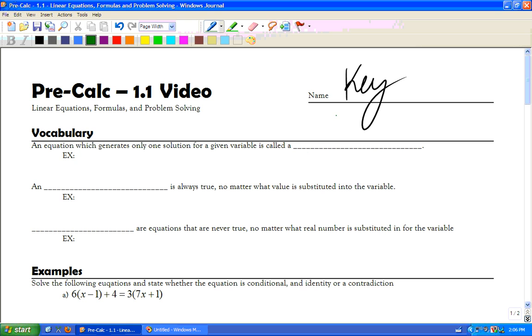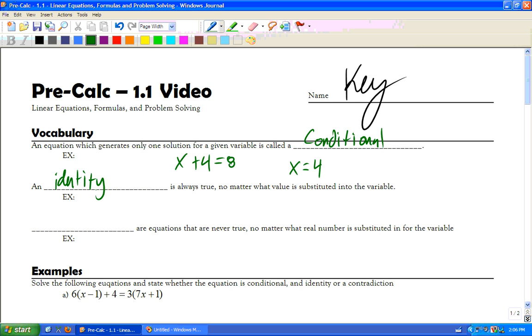Anyways, an equation which generates only one solution is called conditional. The reason we call it conditional is because it has to meet conditions. I know mathematicians are pretty basic sometimes. An example is x plus 4 equals 8. If you subtract, the only number you can put in to get this to work is 4. It's the only number we can add to 4 to get to 8. Therefore, it's met the conditions. There's only one solution.